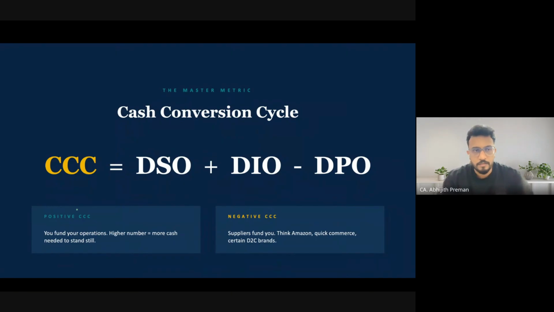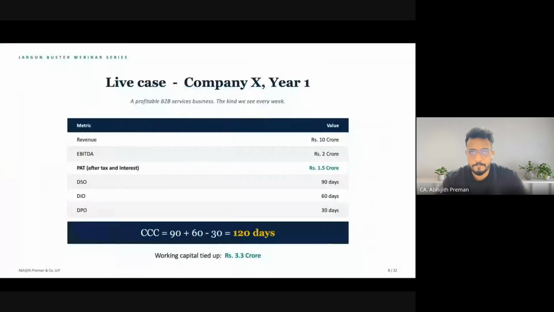Okay. So positive CCC means you fund your operations, higher number is equal to more cash needed to stand still. Negative CCC means suppliers fund you, like Amazon, Quick Commerce, and all those D2C brands. Okay. Then let's go for a live case.